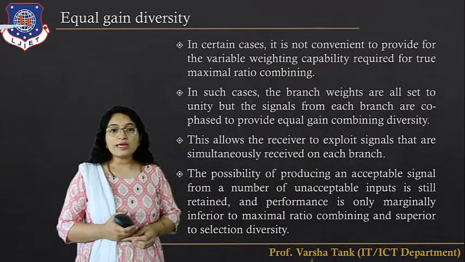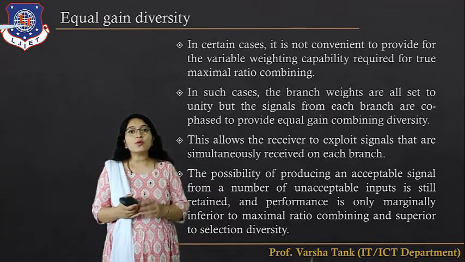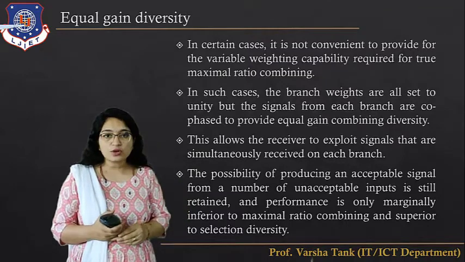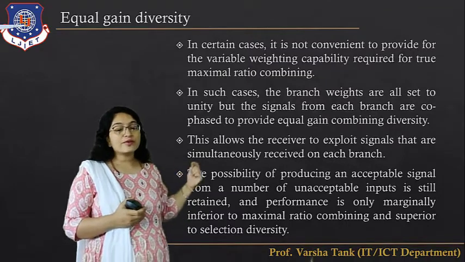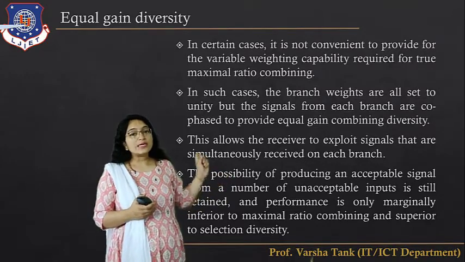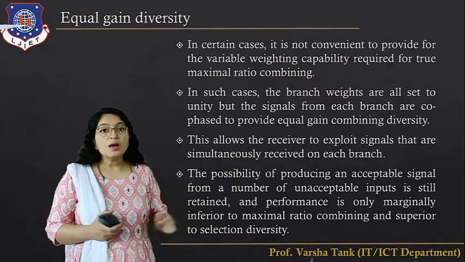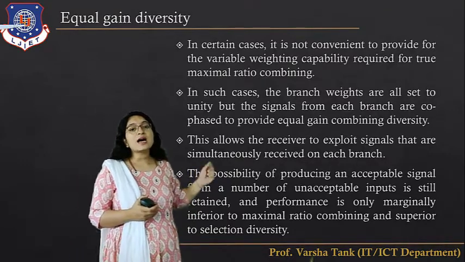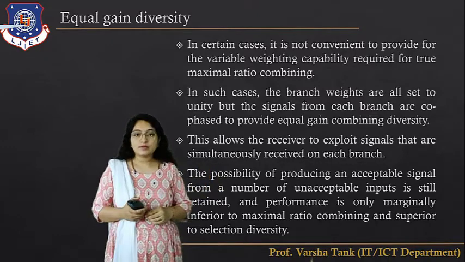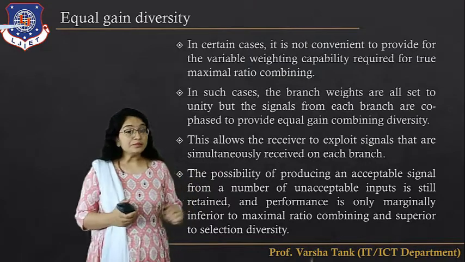Now next is the equal gain diversity. In certain cases, it is not convenient to provide the variable weighting capability required for true maximal ratio combining. In the last slide, we have seen different antennas used with different gains. So in such cases, the branch weights are all set to unity, but the signals from each branch are co-phased, to provide equal gain combining diversity. These signals are transmitted with equal gain of the antenna.